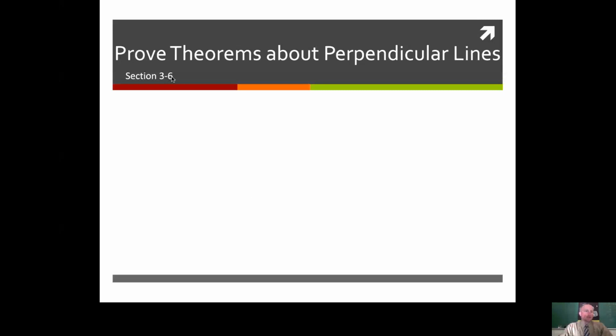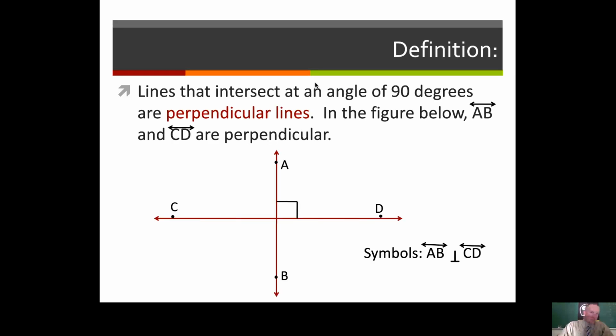This is section 3.6. It's on proving theorems about perpendicular lines. So we need to know what perpendicular lines are first. Pretty sure we've talked about this before, but lines that intersect at an angle of 90 degrees are perpendicular lines. In the figure below, line AB and line CD are perpendicular.